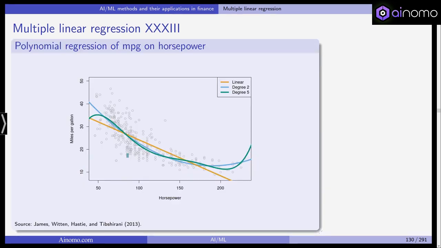Okay. Now, in this plot, you can see three different models. You can see the linear OLS fit, the linear model. You can see a polynomial regression using a second degree polynomial, and also a polynomial term of degree 5.